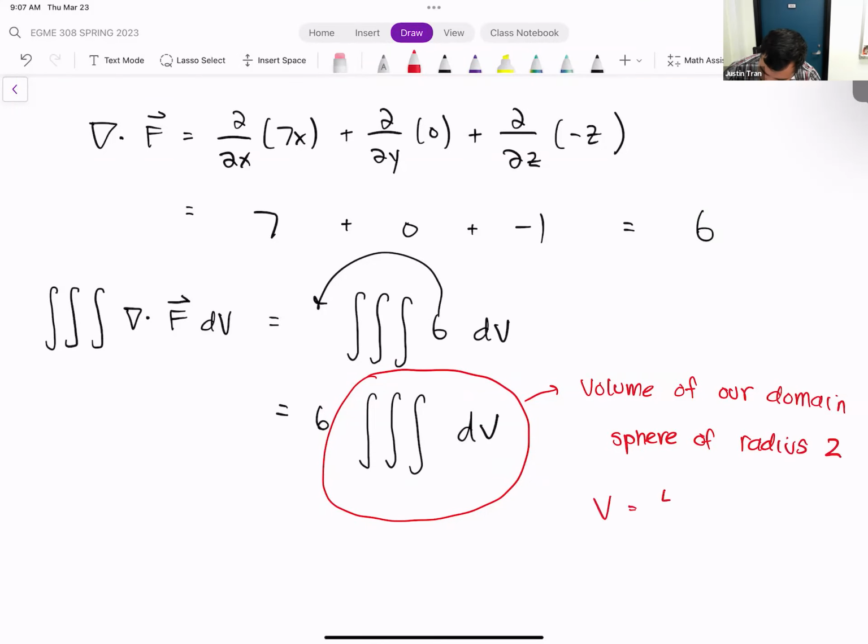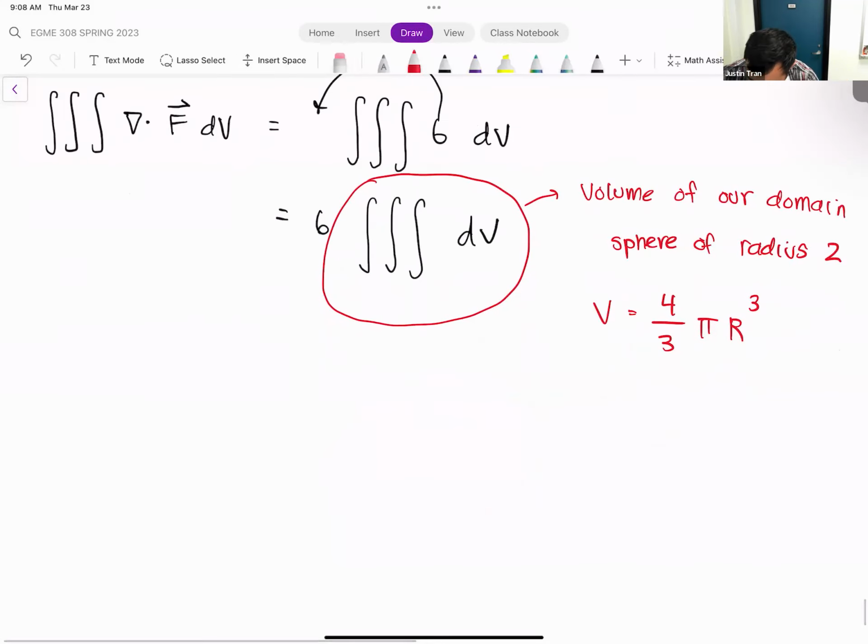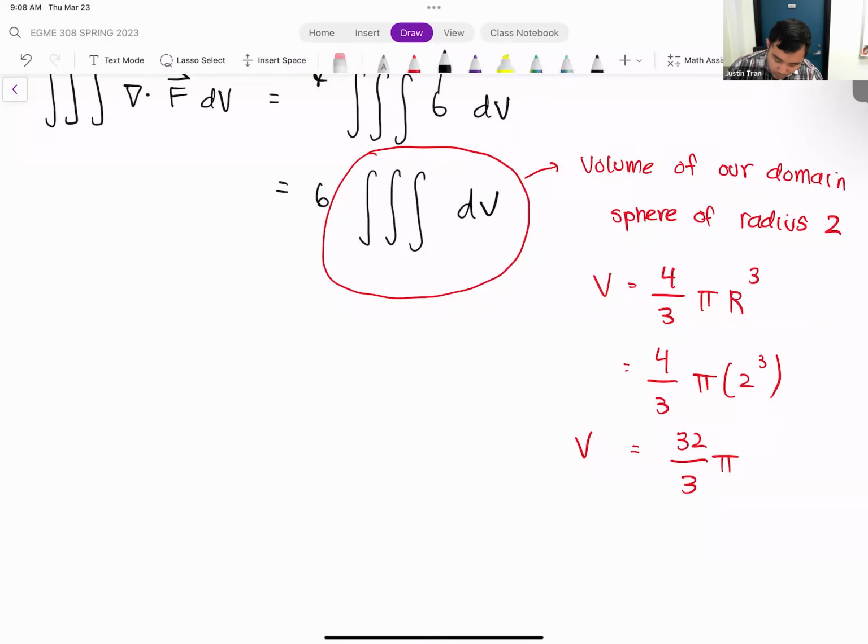And so the volume of a sphere, we know it's 4/3 pi r cubed. And so if we know our radius is 2, we can do 4/3 times pi times 2 cubed, which is 8. And what we get for the volume is 32/3 pi. All right. And so let's go ahead and plug that in. And so our triple integral of the divergence of F can be 6 times our volume, which is 32/3 pi.